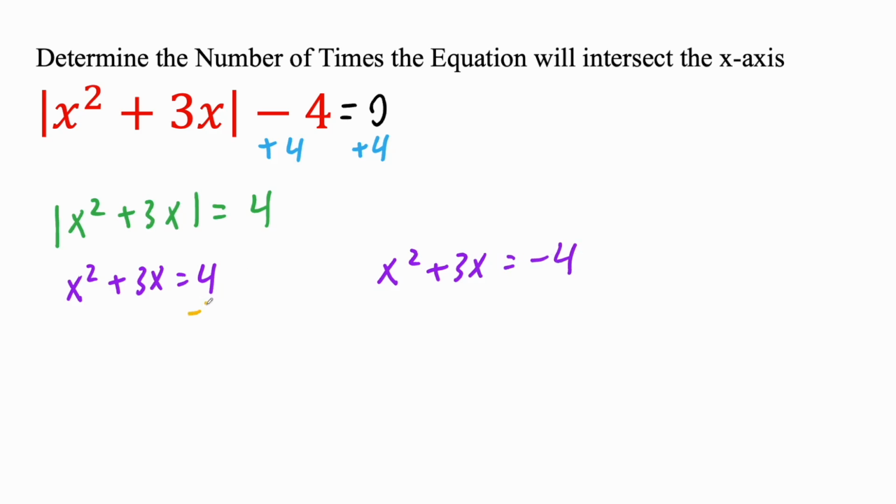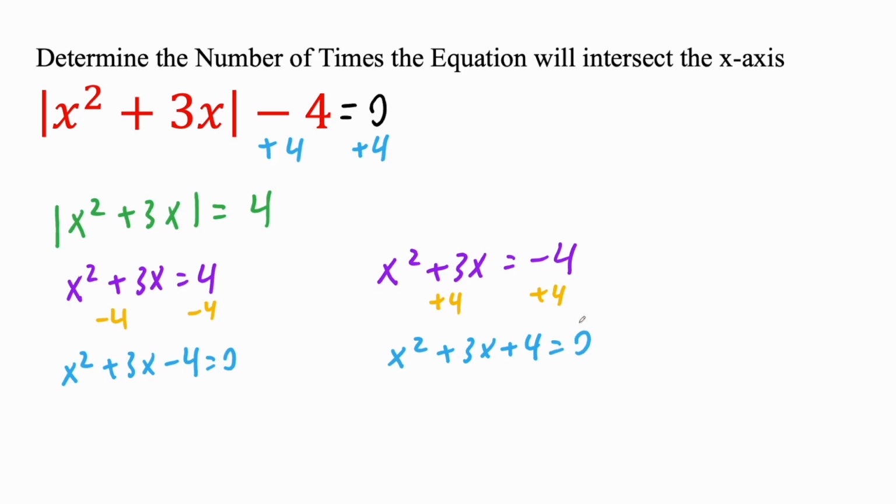And now we're going to subtract 4 on both sides. And here we're going to add 4 on both sides. And so we get x squared plus 3x minus 4 is equal to 0. Here we get x squared plus 3x plus 4 is equal to 0. Again, we have to do the discriminant, so that's b squared minus 4ac. Again, no coefficient, so we know it's 1. No coefficient, so we know it's 1.